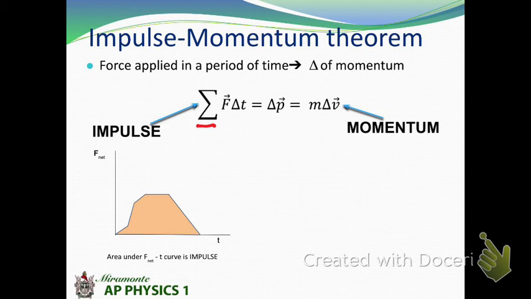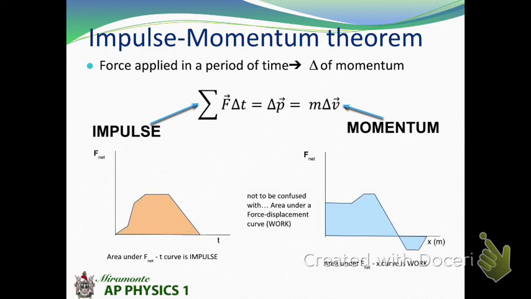If we graph force versus time, we can find the area under the curve of an F versus t graph to get the impulse. Now don't confuse that with the graph of F versus delta x, because F delta x we did last unit, and that gives us work. Force times displacement, area under the curve, is work. And if the force is in the direction of displacement, it's considered positive work. And if it's in the opposite direction, it's considered negative work. So we get changes of energy as a result of forces over displacements. We get changes of momentum for forces over time.